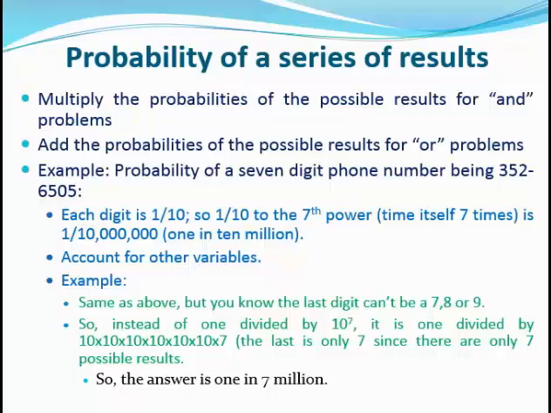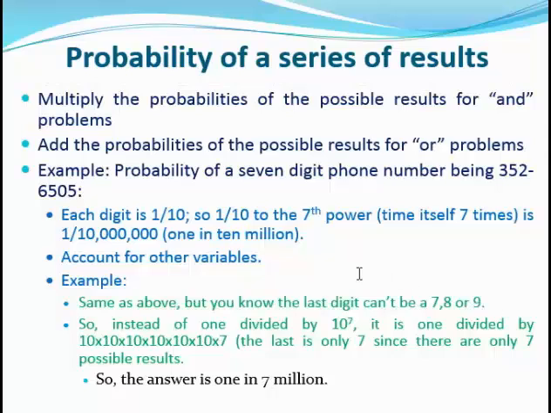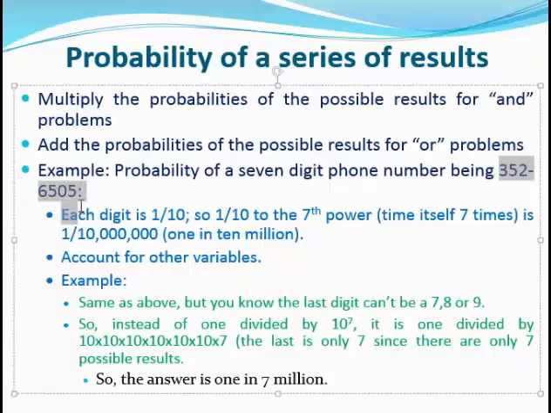What if you put some conditions on it? Then you have to watch out for those conditions. So let's say, for example, you have the same rules as above, but this time we know the last digit cannot be a 7, 8, or 9. We know the first 6 digits can be anything. So how many different possibilities are there? Well, the first 6 digits stay as 1 in 10, 1 in 10, 1 in 10, 1 in 10, 1 in 10, 1 in 10.